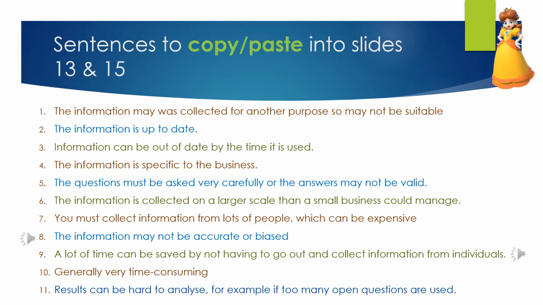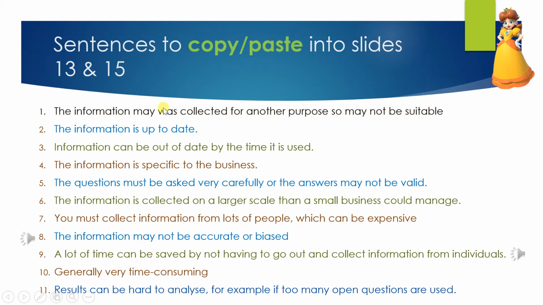The sentences have already been written out for you for the tables on slide 13 and 15. So these sentences can be copied and pasted back into the tables to help you work out the good and the bad points, the advantages and disadvantages of primary and secondary research.